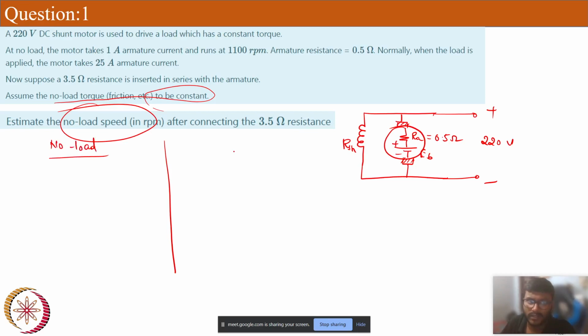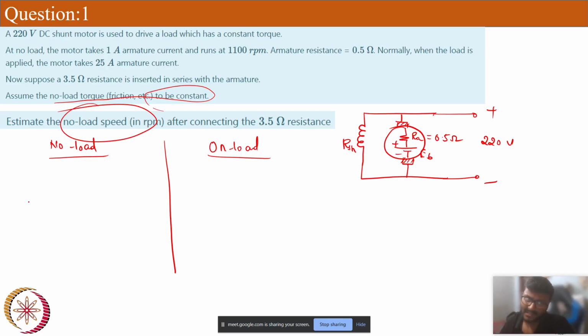There are again two kinds of conditions: the no load condition and the on load condition. We have to calculate the no load speed. First, for load and no load, for the actual armature resistance RA, initially there is only 0.5 ohm resistance. At that 0.5 ohm resistance we will calculate how much EMF is induced.